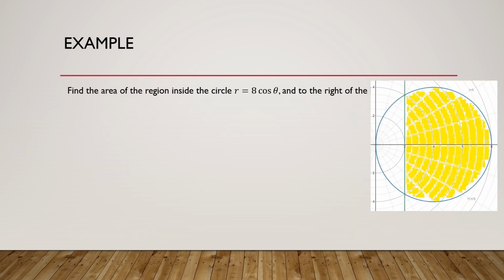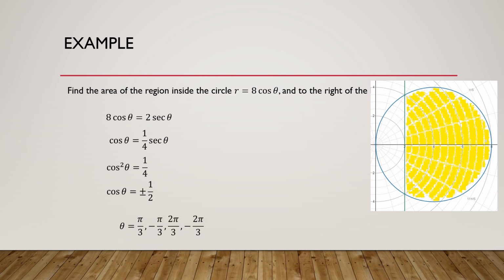Next, to find the common points on the graph, we set 8 cosine theta equal to 2 secant theta. Divide by 8 and multiply by cosine to get cosine squared equals 1 over 4. Square root both sides to get cosine theta equals plus or minus 1/2. Therefore, theta equals pi over 3, negative pi over 3, 2 pi over 3, and negative 2 pi over 3. Pi over 3 and negative pi over 3 are the obvious two intersections from the graph, so we will discard the other two.